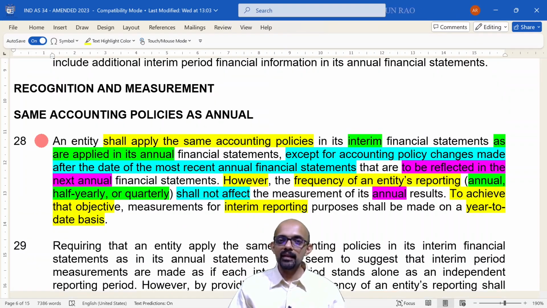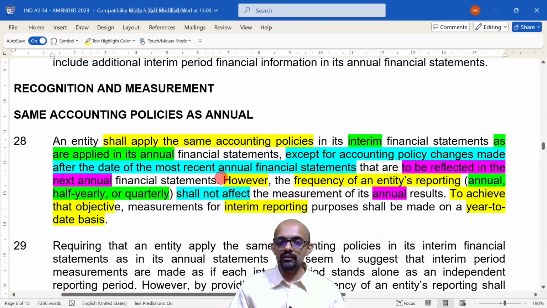Next, the same accounting policies that were followed in the annual financial statements should also be followed in the interim financial statements. The only exception is if you are going to make an accounting policy change which is going to be reflected in the annual financial statements. Okay, if it is going to be reflected in the next annual financial statements, then it is okay. Then you can change the accounting policy in the interim. Otherwise, the quarterly accounts should follow the same accounting policies as the annual accounts.